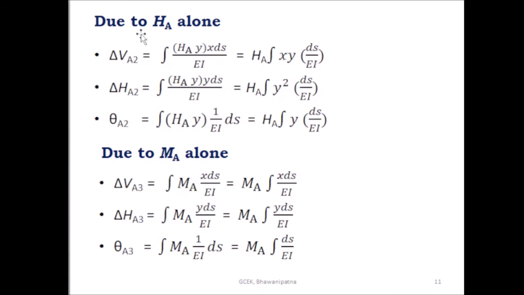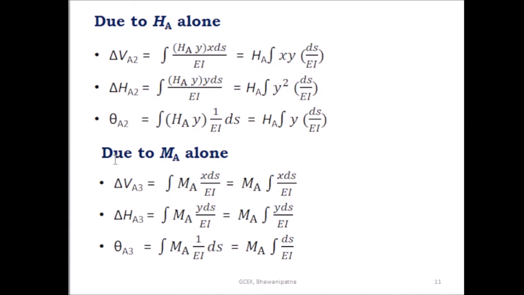Similarly, due to HA alone, what is the change in horizontal displacement? Delta HA2 is equal to integration HA y ds by EI. So then HA integration y square ds by EI. Then what is the rotational displacement? Theta A2 is equal to integration HA y 1 by EI into ds. This is equal to HA integration y ds by EI.